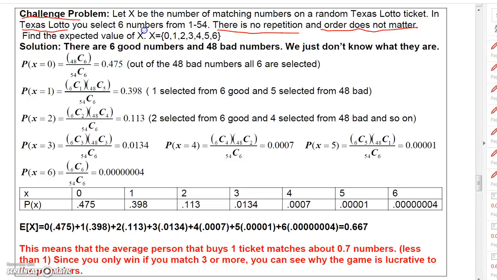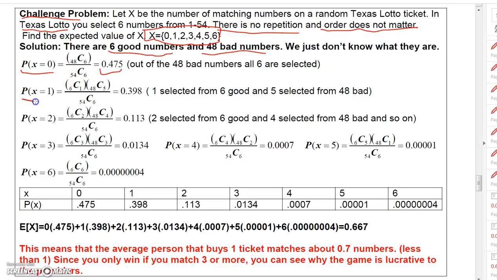Now if I were to let x represent the number of possible matches I could get, well, obviously you could get anywhere from 0 of the numbers matching all the way to 6 numbers matching. So we can think of this as 6 good numbers and 48 bad numbers. We just don't know what the numbers are. So the probability of matching none would be 48 choose 6 out of 54 choose 6, which is 0.475.